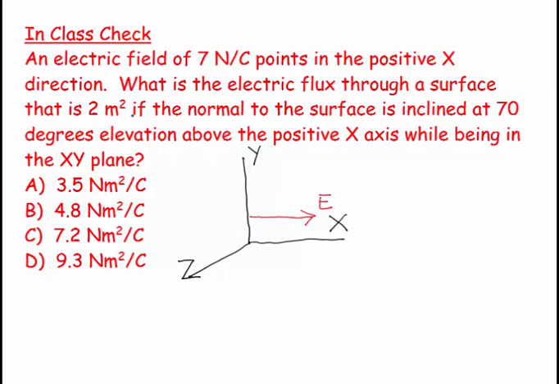surface, and our surface has a normal, and that is 70 degrees elevation. So here's our A, and it's 70 degrees elevation above the positive x-axis while being in the xy plane. So that's a good representation of it. I'm imagining a kind of surface like that, and we have the surface normal.